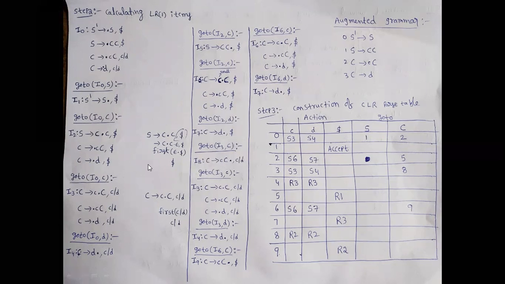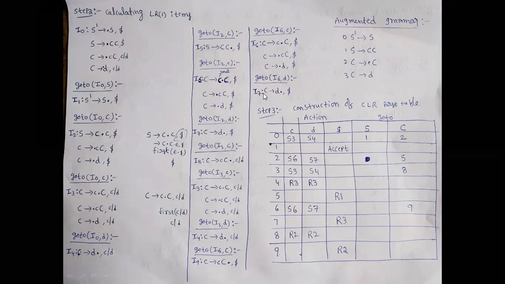So I3 we are already applying go to, and I4 is already a final item, so there is no need to apply go to. I9 is also a final item, so no need to apply the go to function. I6 has already completed go to, and I7 is already a final item, so no need to apply the go to function. So this is the calculation of LR(1) items.